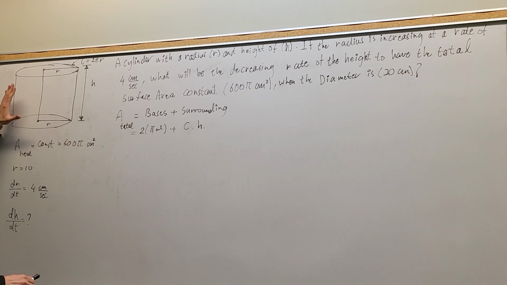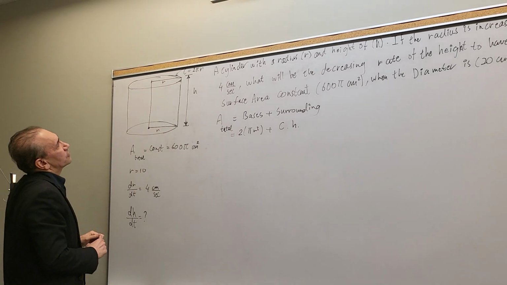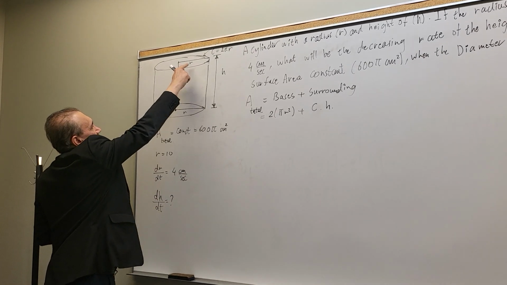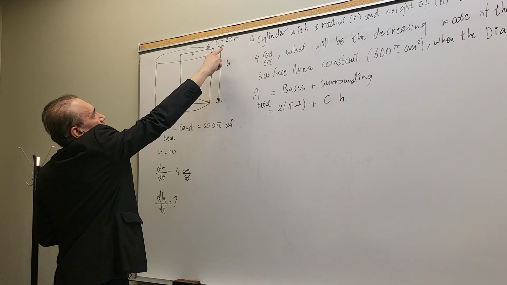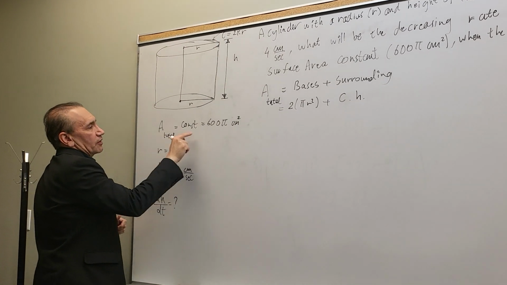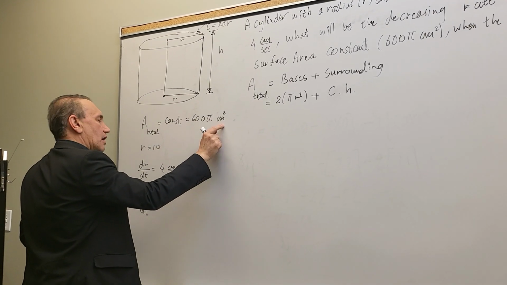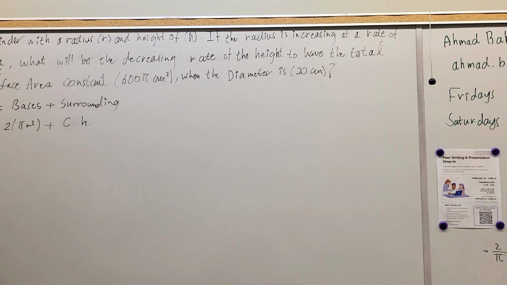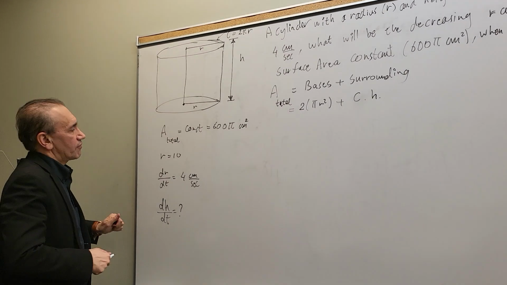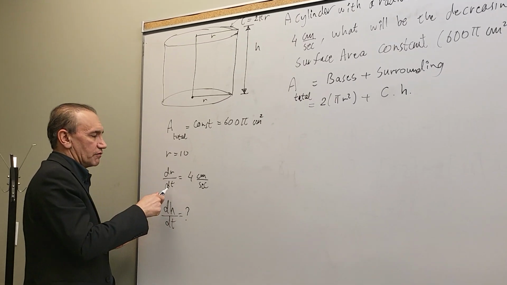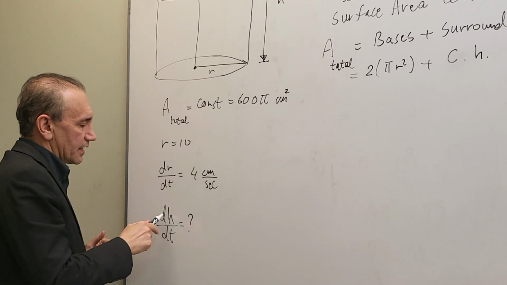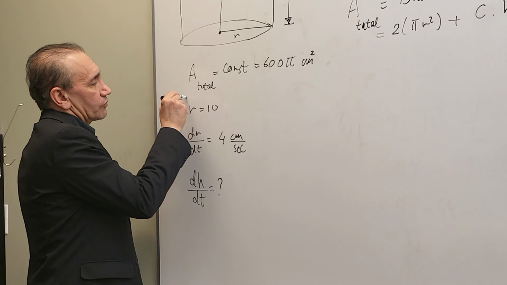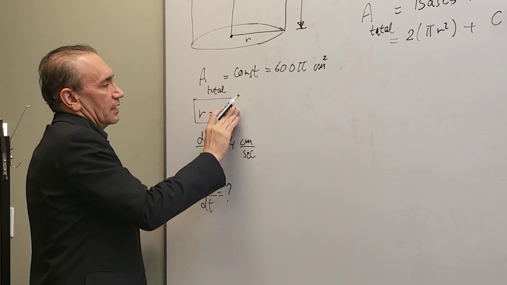Now I'm putting this information on the board. This is the radius, the height, and the circumference, which is 2 pi r. The total surface area is constant, 600 pi centimeters squared. If the diameter is 20, I have the radius 10. And I have the rate of change of the radius, dr over dt, 4 centimeters per second. I need dh over dt.